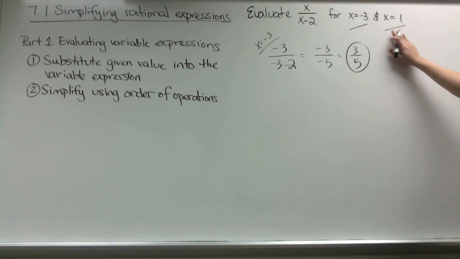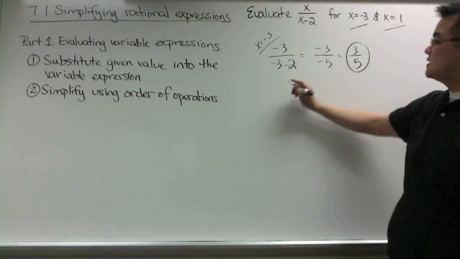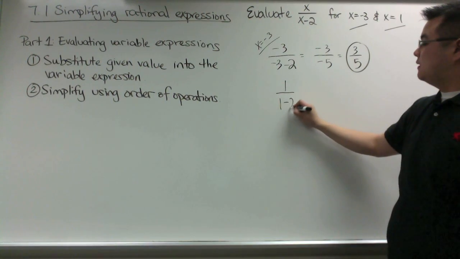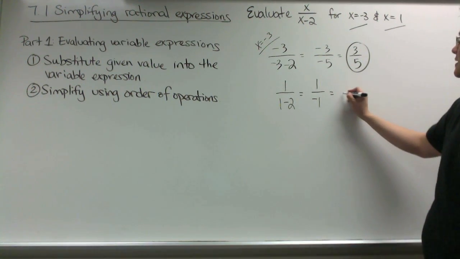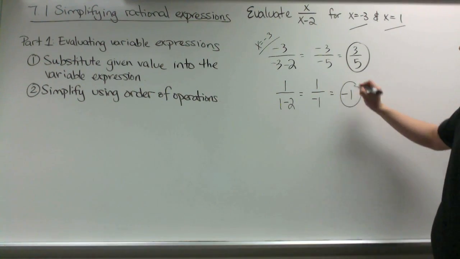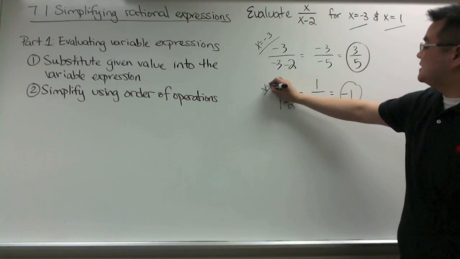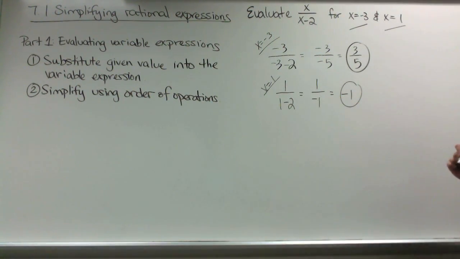Now we're going to do the second part, and we're going to substitute x equals 1. Every time I see a variable x, I'm going to substitute with 1. Simplify using order of operations, and then simplify the expression. So I get negative 1 when I plug in x equals 1 into the expression.